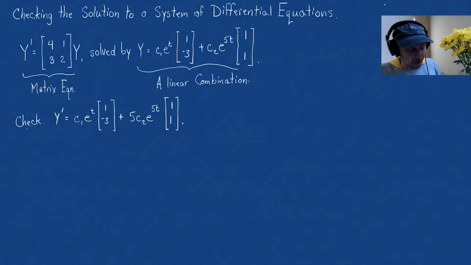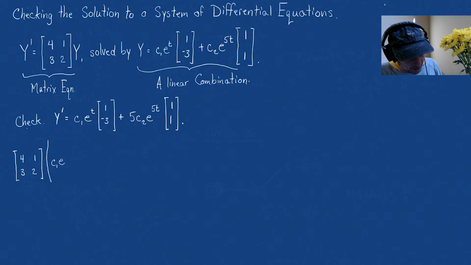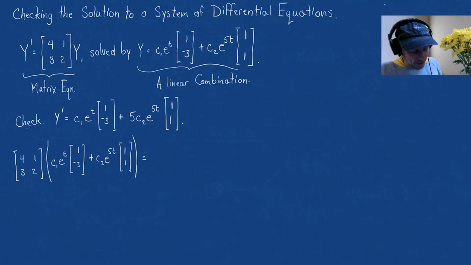Now, the next part says we're going to apply the matrix times y. So the matrix is 4, 1, 3, 2, and I'm going to put this in big parentheses, applied to y. Well, y is c1 e to the t times the vector of 1, negative 3, plus c2 e to the 5t times the vector of 1, 1. And we can distribute our matrix, and when we distribute it, we get this.